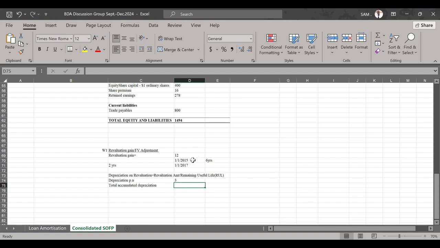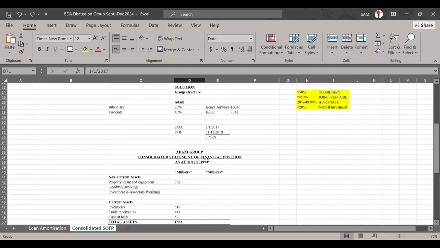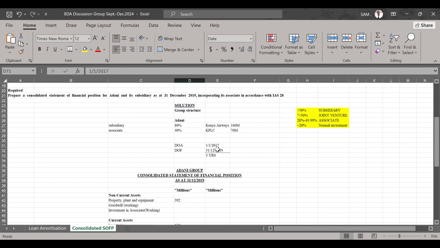Now, the asset was bought in 2015. We acquired this subsidiary in 2017. 2 years had elapsed. That's how we were able to get the remaining useful life of 4 years, which is 6 minus 2 years. Now, we are looking at from the date of acquisition now to the date of financial statements. How many years are those? Go back to our group structure here. Our group structure will give you that very easily.